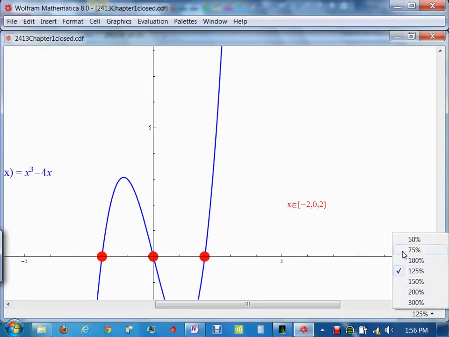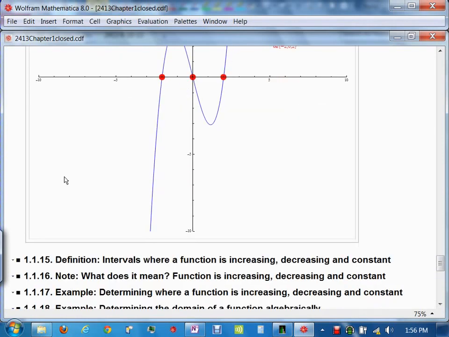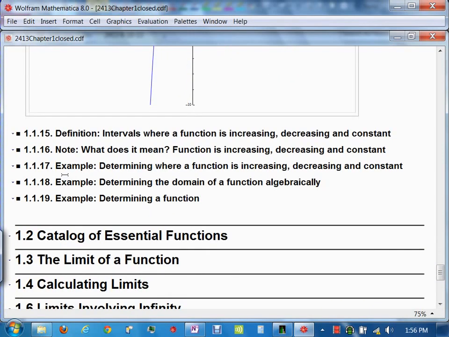Is everyone still awake? Everyone all right? Okay, so that's the idea of positive, negative, and 0, right?